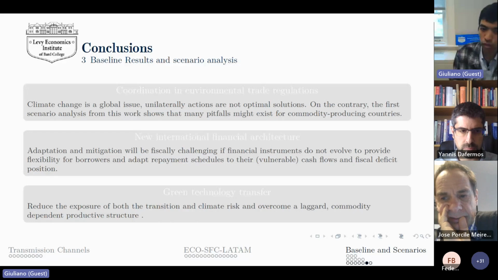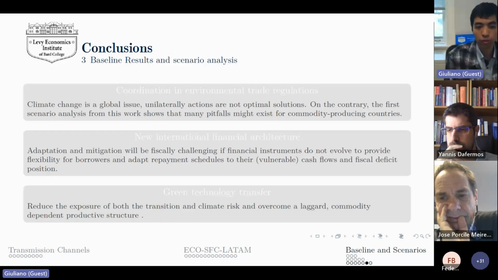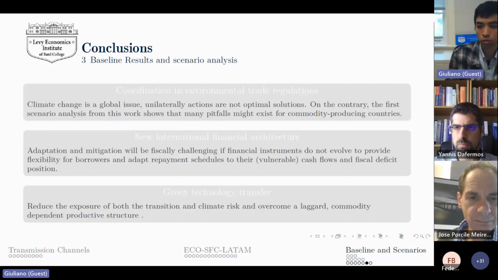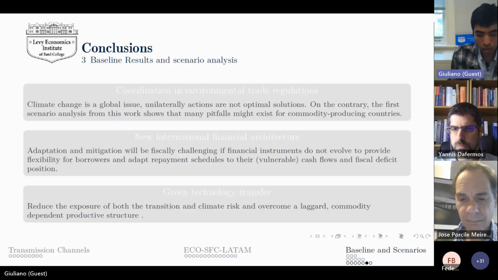And definitely some green technological transfer will be needed to reduce the exposure of both the transition and the climate risk, and overcome the productive structure of these laggard commodity dependent economies.